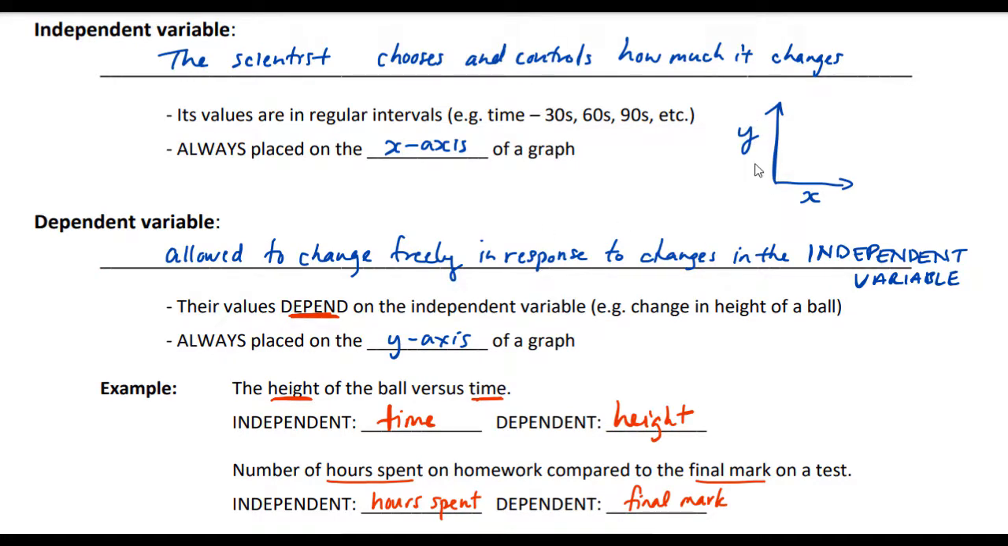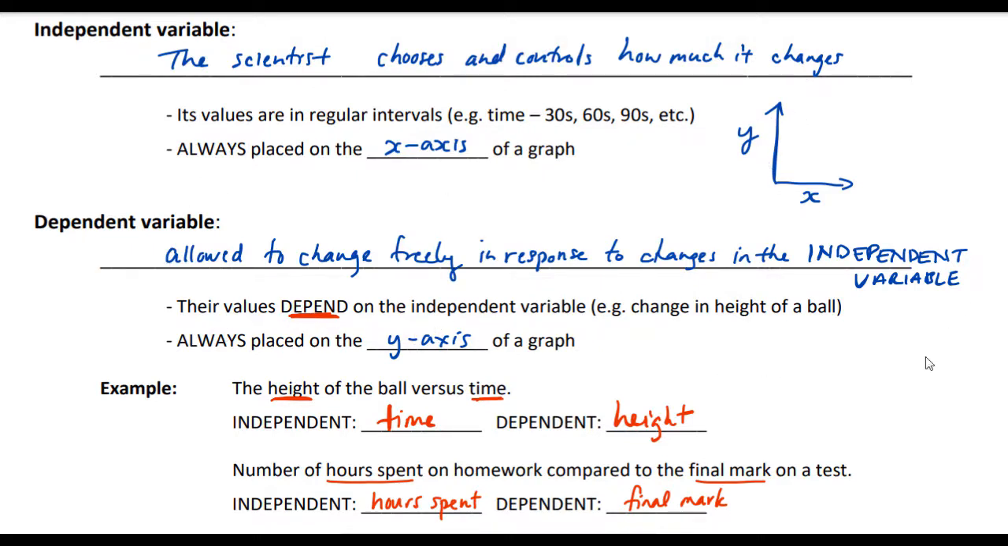And you'll find that anything that you're timing, time is always an independent variable, because how long you let it run for is what you're controlling, how long the time goes for your experiment, and then how the other thing you're looking at reacts to that time depends on that time. And again, that's always placed on the x-axis.